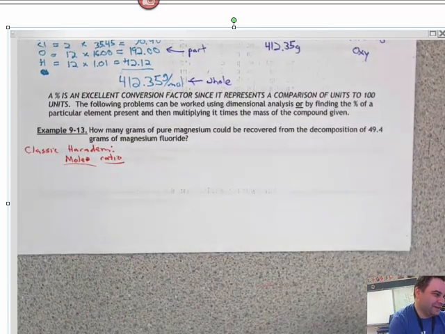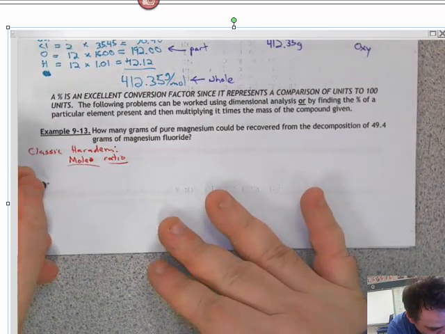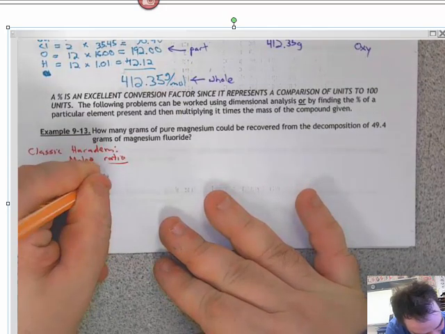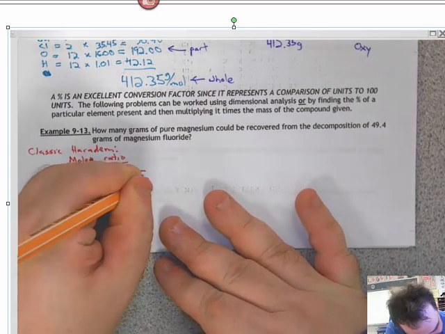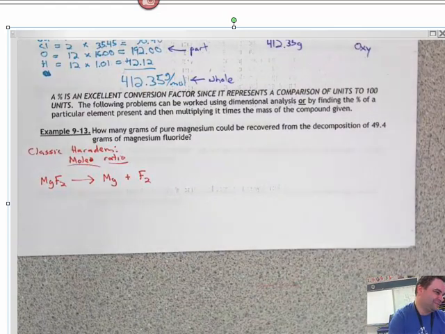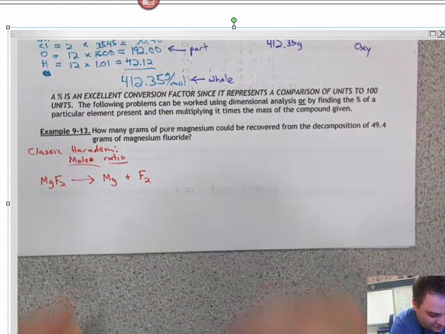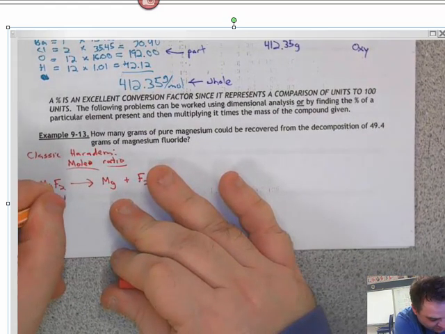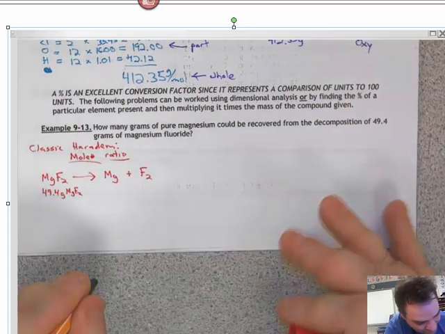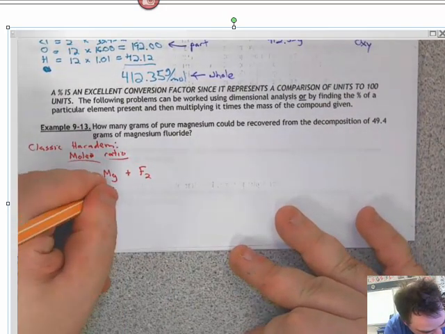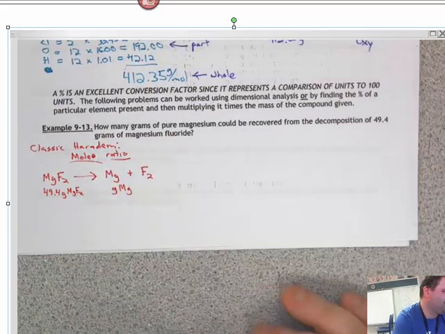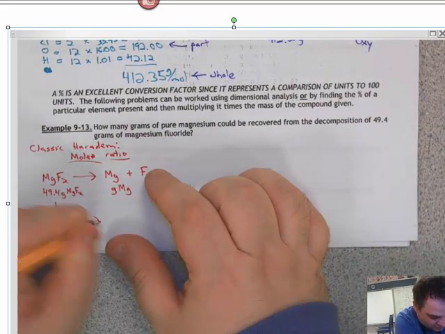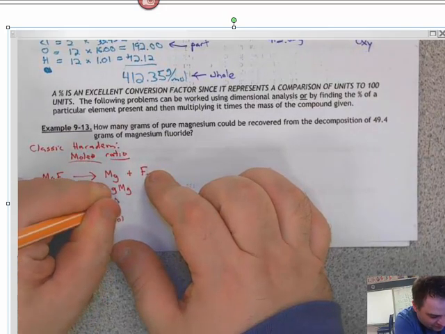So you know what this involves, right? So you're doing the decomposition of magnesium fluoride, right? Magnesium fluoride decomposes into magnesium and fluorine gas, correct? We are starting off with 49.4 grams of magnesium fluoride. We are looking for the grams of magnesium. So we're going to go down the moles, over the moles, and up to grams, correct?